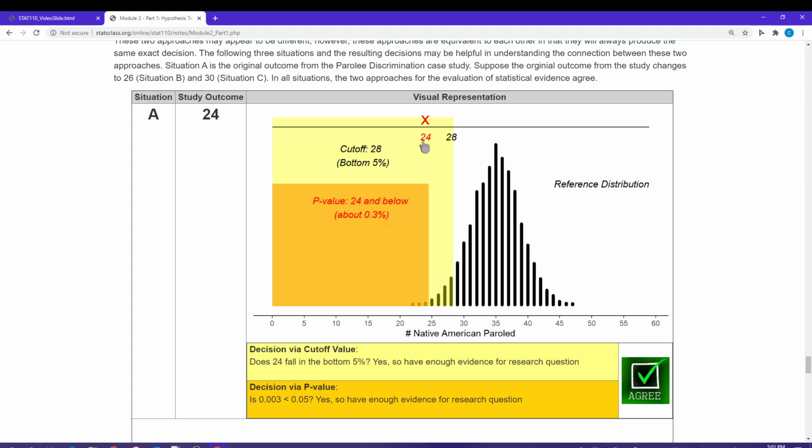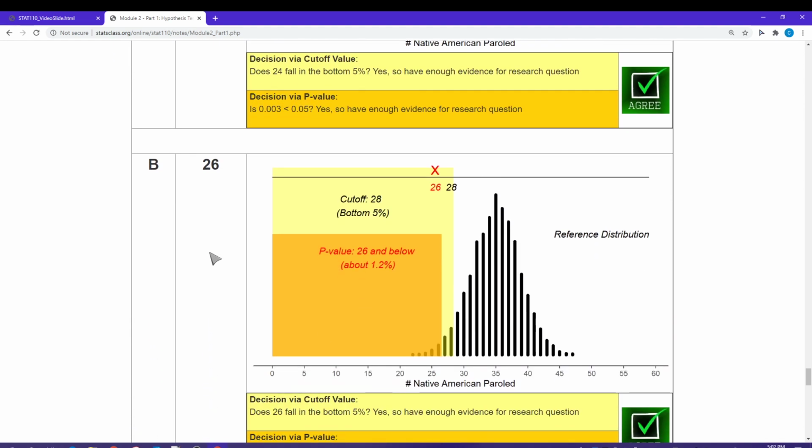So I can compare 24 against 28. That would be using the 5% outlier rule. Or I could just compare this 0.3% to this 5%. That would be using the p-value approach. So those two are going to agree.